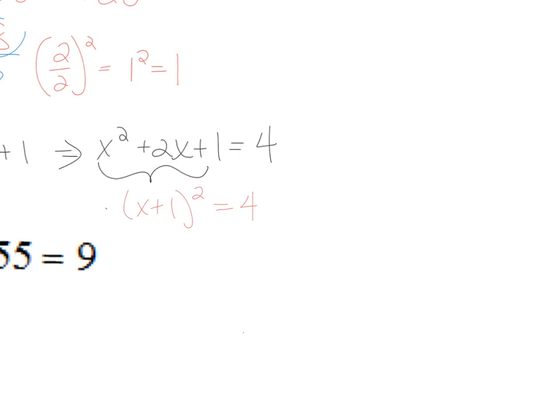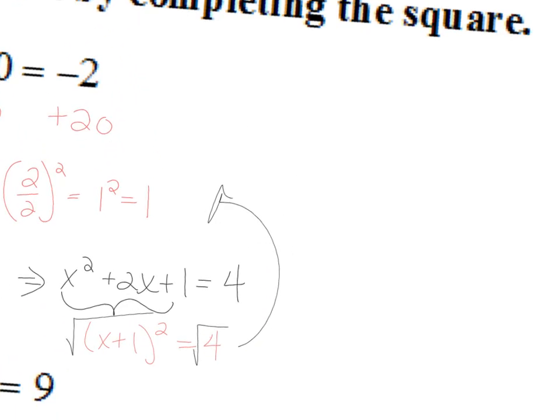Now I want to get x alone. So I square root, and I end up getting x plus 1 equals plus or minus 2. And then I subtract 1 from each side. I get x equals negative 1 plus or minus 2. And after you solve them into their two equations, you're going to get x equals 1 or negative 3, because you're going to have negative 1 plus 2, and then you're going to have negative 1 minus 2. So those should be your two answers.